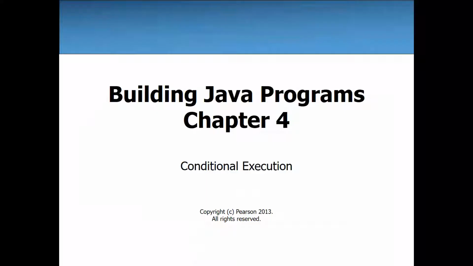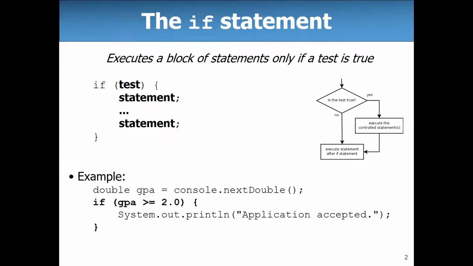Alright, so let's get started with just going through the slides to review what we learned from the last video. We can create an if statement of the format if test, and then it has a bunch of statements. Their example is that you can input your GPA, and if the GPA is greater than or equal to 2.0, they accept your application. So the flow chart: if the test is true, execute your statements, then execute the statements that come after the if. Otherwise, just skip straight to the statements that come after.